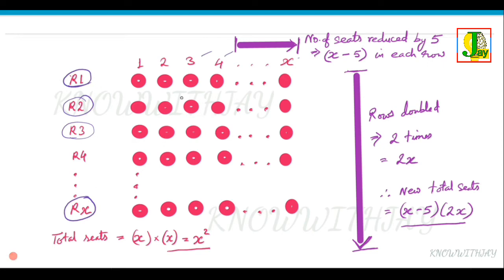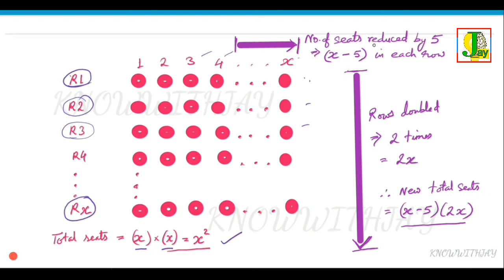So this is the original condition, where the number of seats in each row is equal to the number of rows. Then how many seats are there in total? You have x in each row, and how many rows? x plus x plus x plus, like that, x times. So the total number of seats is x into x, that's x squared. Okay, now let us come to the condition that was given in the question.